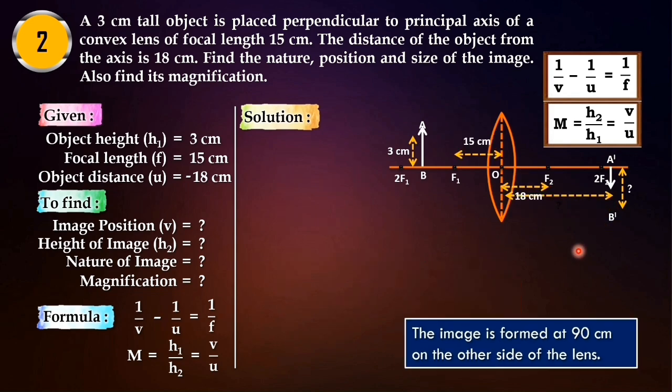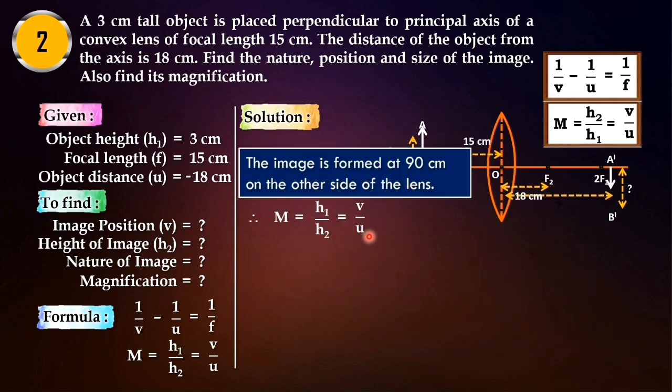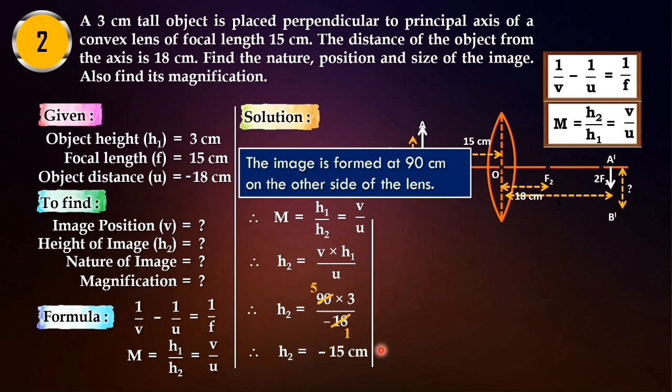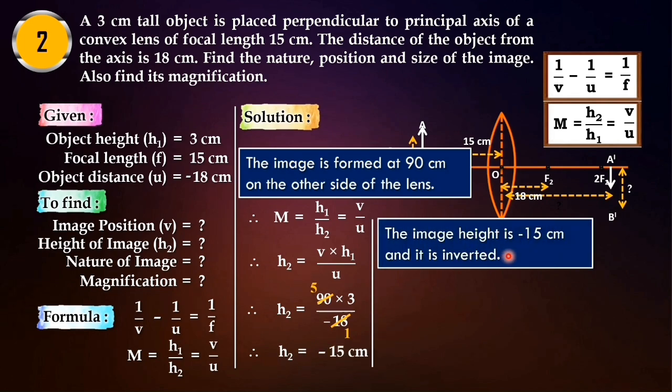Alright guys, for finding the height of the image we will use the magnification formula. Therefore h2 equal to v into h1 by u. Now v is 90 cm, h1 is given as 3 cm and the u value is minus 18. Therefore h2 equal to minus 15 cm. Therefore the height of the image is minus 15 cm and it is inverted.